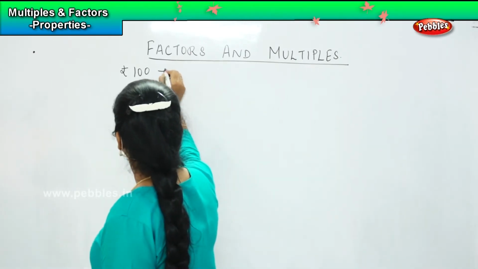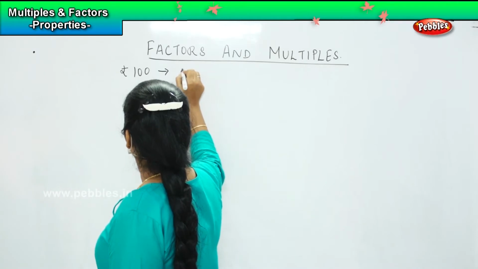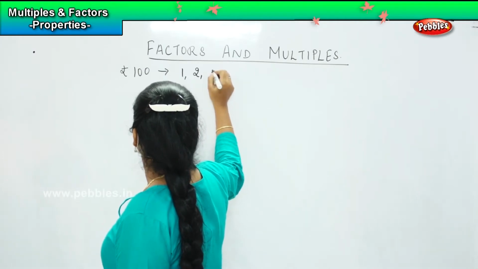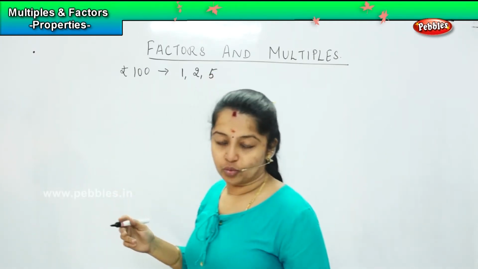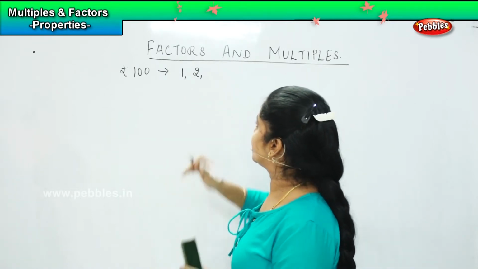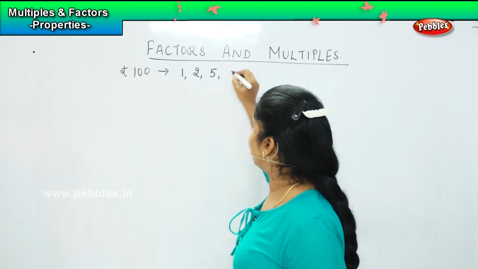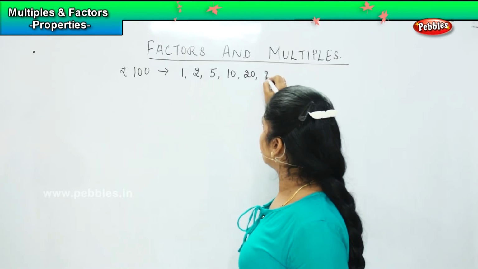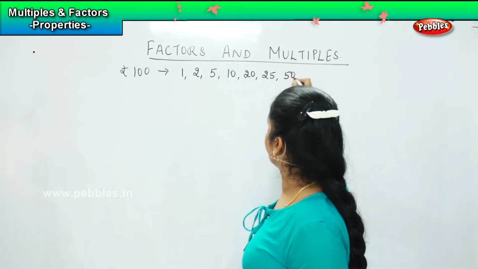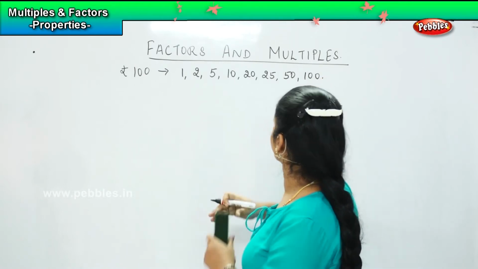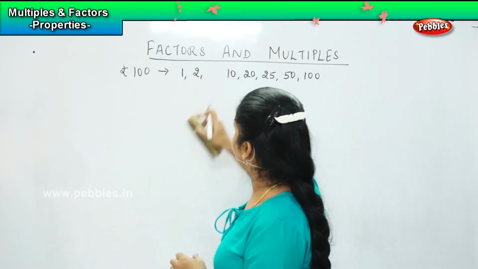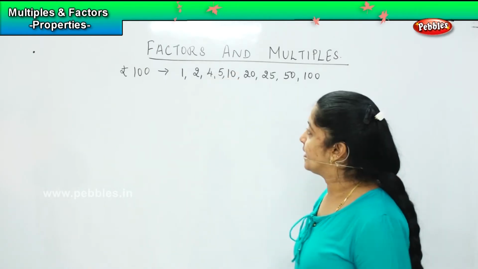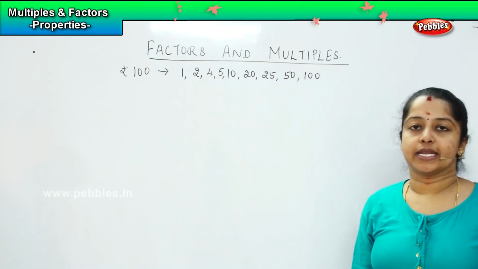I can either break it in the denomination of 1 rupee, I can break it in denomination of 2 rupees, then I can break it in the denomination of 5 rupees. You don't have 4 rupees, right? So I can break it in the denomination of 5, then 10, and then 20, 25, 50, and 100. We can also break it in the denomination of 4, as in if I multiply 2 times 2. So these are the possible ways in which I can get 100.